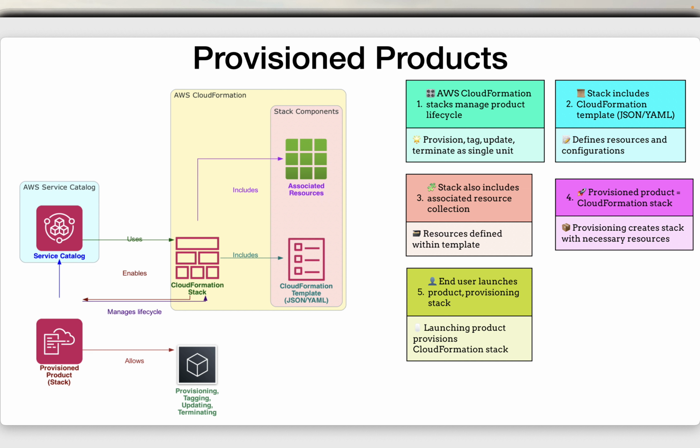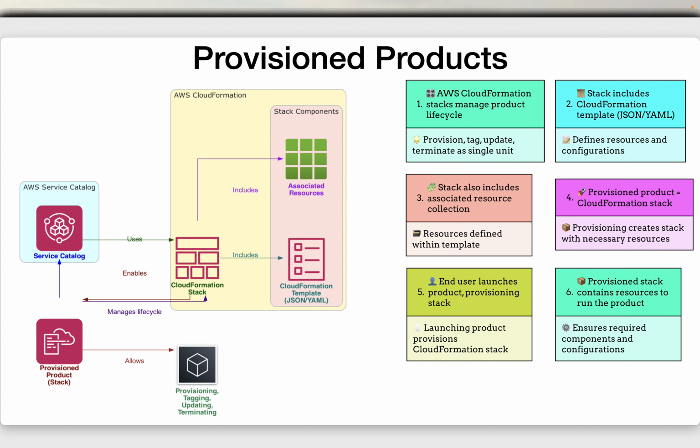When an end user launches a product through AWS Service Catalog, the instance of the product that is provisioned is essentially a CloudFormation stack. The provisioned product includes all the resources necessary to run the product as defined in the associated CloudFormation template. This ensures that the product is provisioned with the required components and configurations.